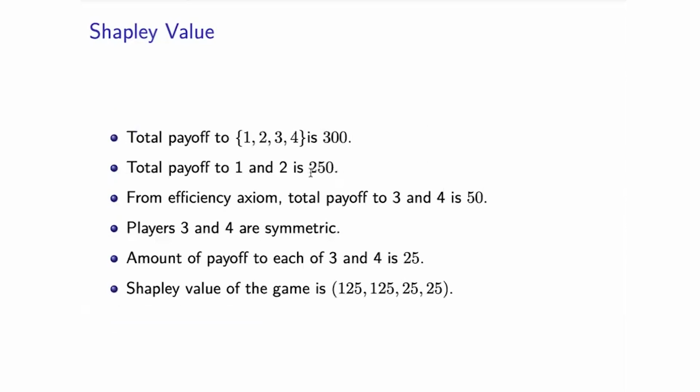Now, players 3 and 4 are symmetric as well, as we had discussed. That means that the payoff going to each of 3 and 4 has to be equal, and so that has to add up to 50 by 2, right? So 25 each is going to go, right? So in this way, this complicated looking game that was there, we have managed to get the Shapley value. The final answer is that the first player gets 125, the second player gets 125, the third player gets 25, and the fourth player also ends up getting 25.